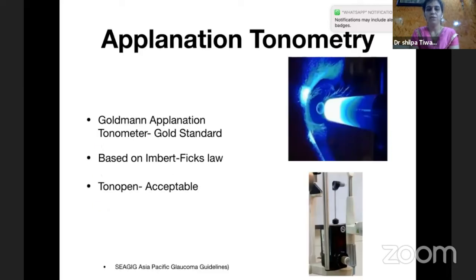The applanation tonometer is the gold standard. Goldmann is the gold standard method of tonometry. As we all know, it's based on the Imbert-Fick law: the pressure inside a sphere is equal to the force required divided by the area of flattening. But there are a few things we should consider in a routine busy OPD, which we usually forget. We should always explain the procedure to the patient, that a small cylinder will come close to your eye and it will not harm you.